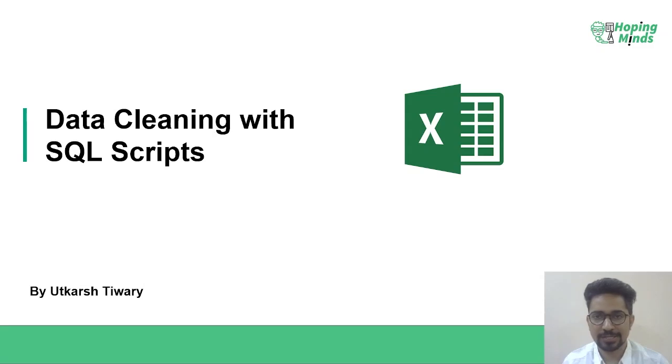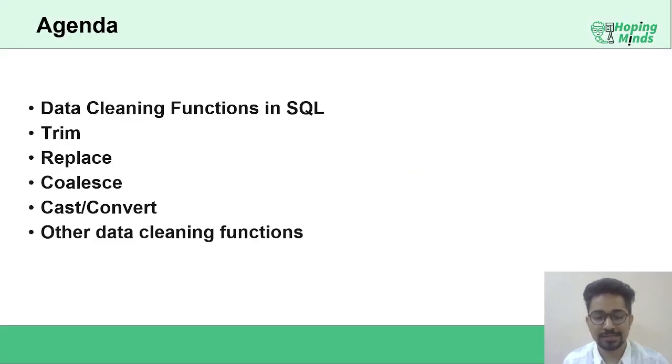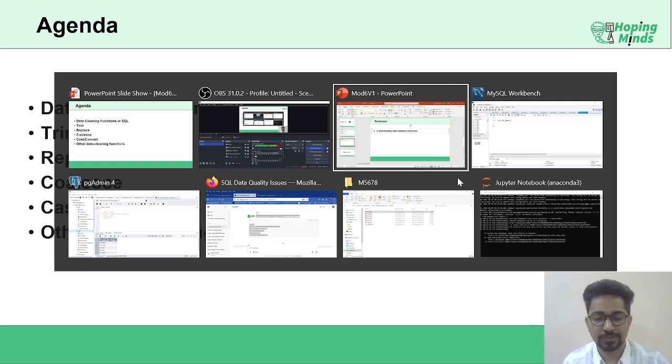So guys, let's have a look at the agenda for this session. The agenda includes understanding the different data cleaning functions that we have in SQL. Essentially, we'll be discussing functions such as trim, replace, coalesce, cast/convert, and some other data cleaning functions. Till the previous session, we have discussed how to import and export data from Excel and SQL, right? So let's get started. First we'll implement these functions in MySQL, and then in Postgres as well. So let's switch to the SQL workbench window.